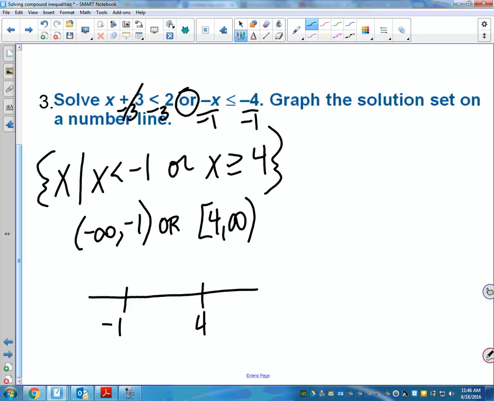So or looks like this. Not included, shaded to the left, or everything starting at 4 and shaded to the right. So or graphs go like this and don't meet in the middle, except for rare cases.